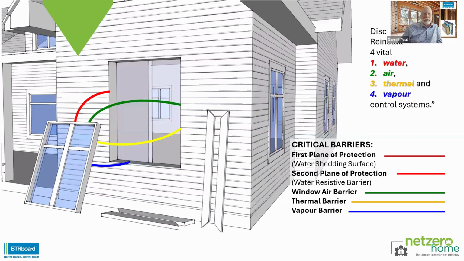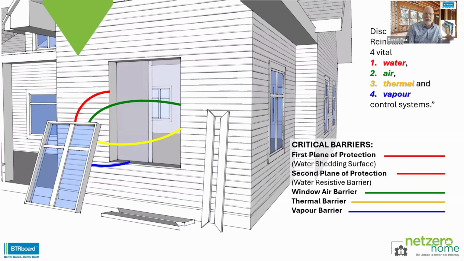Now you'll notice in the red line there, the water line, we're looking at a first and second plane of protection. So there's actually two parts to this component. We have the first plane of protection, which is what the building code refers to as our cladding, our caulking that we put around windows, the window itself, the flashings, all of those take the water and deflect it away from the building.